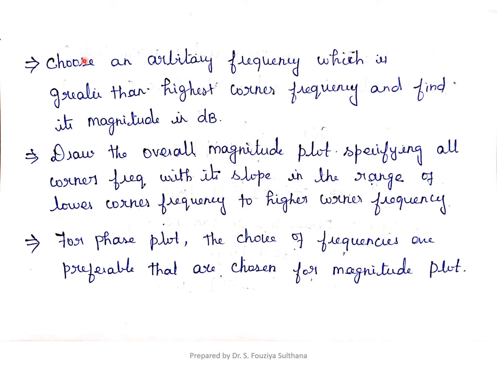Now choose an arbitrary frequency which is greater than the highest corner frequency and find its magnitude in dB. Now draw the overall magnitude plot specifying all corner frequencies with their slope in the range of lower corner frequency to the higher corner frequency. For the phase plot, it is preferable to choose the same frequencies that are chosen for the magnitude plot, and the phase plot is calculated from the formula which is mentioned in the previous slides.